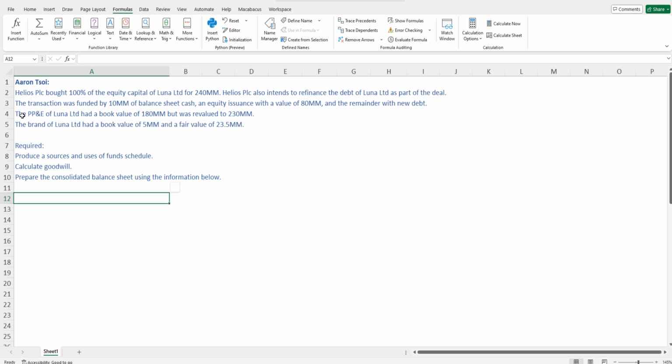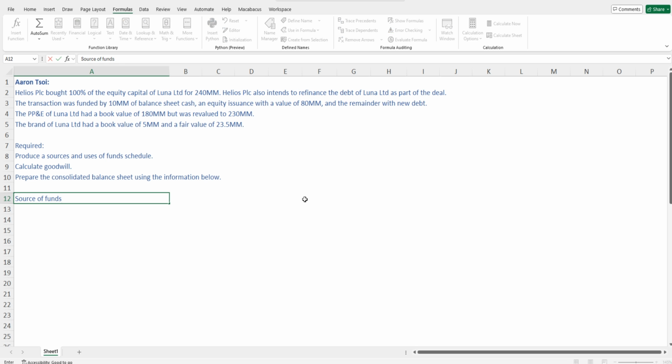Here we are also given information about the PP&E of the target company, Luna Limited. The PP&E of Luna Limited had a book value of $180 million but was revalued to $230 million, so it is the book value versus the fair value. Also, the brand of Luna Limited had a book value of $5 million and a fair value of $23.5 million. Now we need to produce the source of funds and the use of funds. We go with the source of funds first.